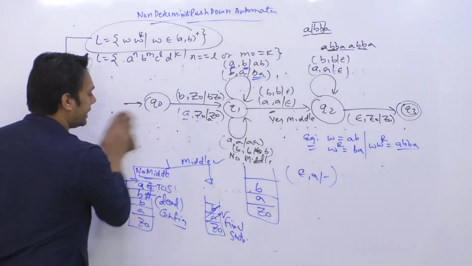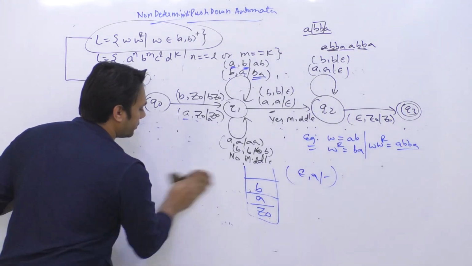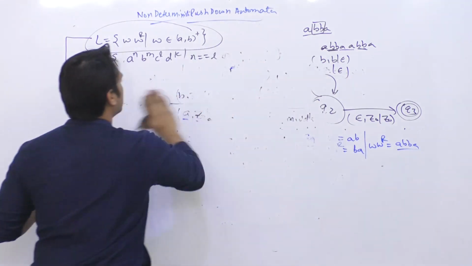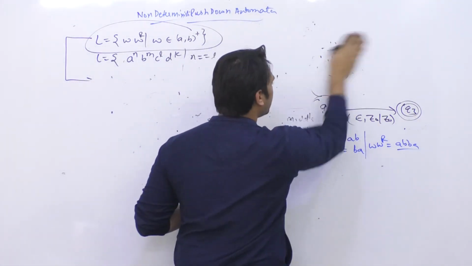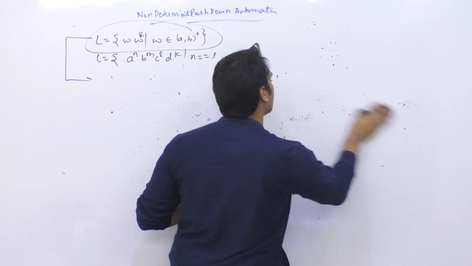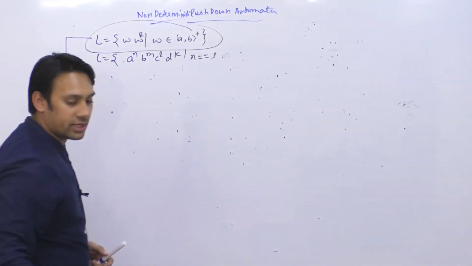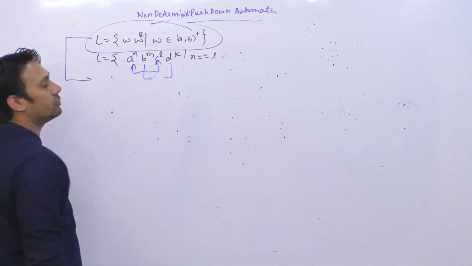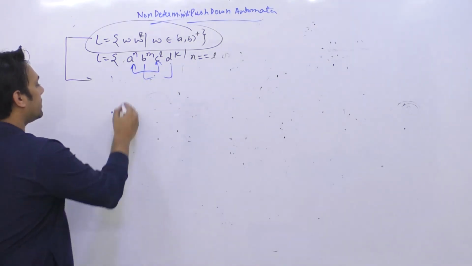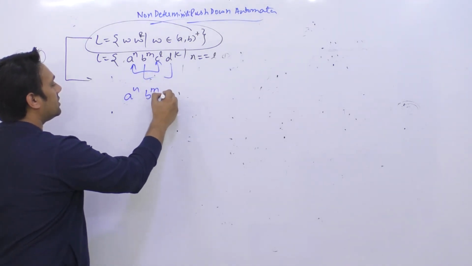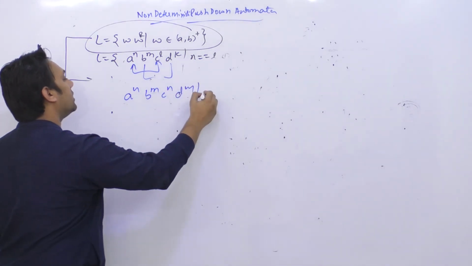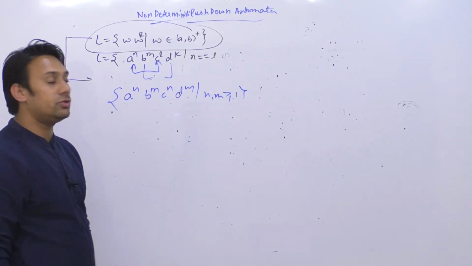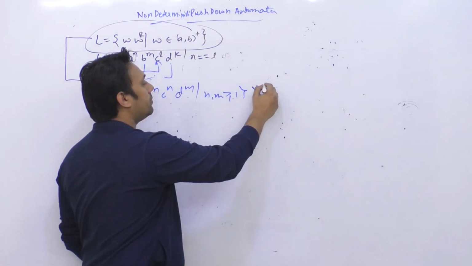Now I can take more examples to explain the same, but I don't think it is required. So let me just go on to the second problem here. Basically there are a lot of problems which are similar to the second problem. In the second problem they are saying either A should be equal to C or B should be equal to D. See, if you have a problem like this, A raised to power n, B raised to power m, C raised to power n, D raised to power n, such that n comma m is greater than or equal to 1. Now for this problem you cannot make a push down automata.